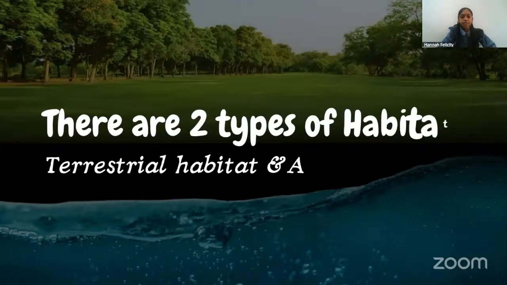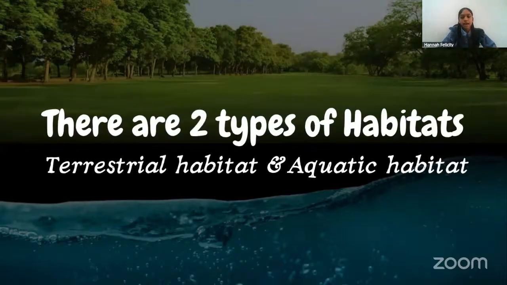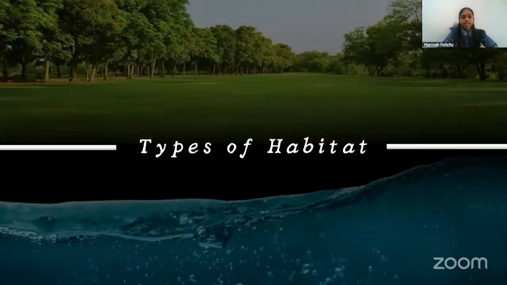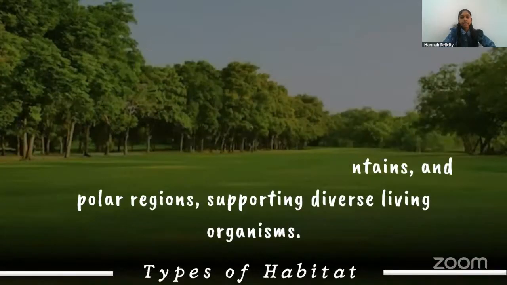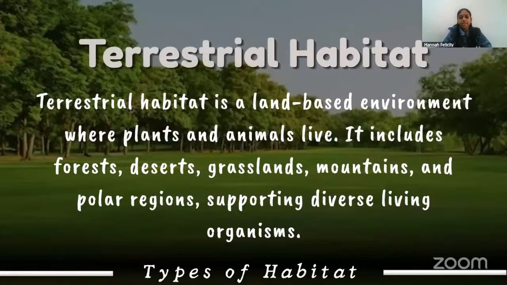There are two types of habitats: terrestrial habitat and aquatic habitat. We are first going to learn about terrestrial habitat. Terrestrial habitat is a land-based environment where plants and animals live. It includes forests, deserts, grasslands, mountains, and polar regions, supporting diverse living organisms.